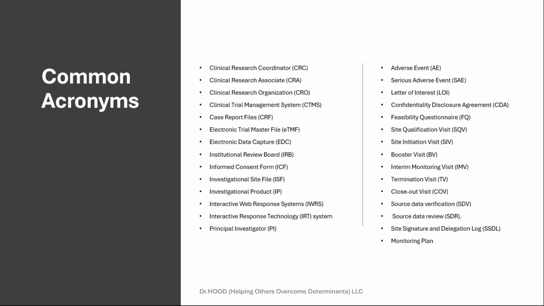Site signature and delegation log, also known as delegation of authority or delegation log. It is the document that lists all the staff. It usually has their printed name, their signature, and the task that they are assigned based on the legend of that site signature and delegation log, and the PI's authorization, signature, and date. PI signature and date should be included for the start date as well as the stop date.